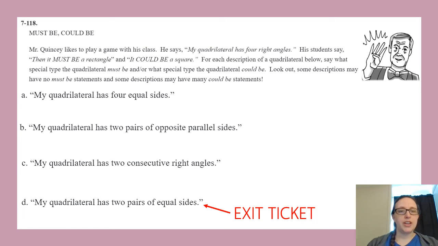All right, and then our exit ticket. Part D is your exit ticket on 731. So we're going to go through 3 of these as an example. Might just do 1 or 2 actually. So I'm going to list out all the special quadrilaterals that this could be based on the statement. So it says my quadrilateral has 4 equal sides. That could be a square, obviously. Could also be a rhombus.